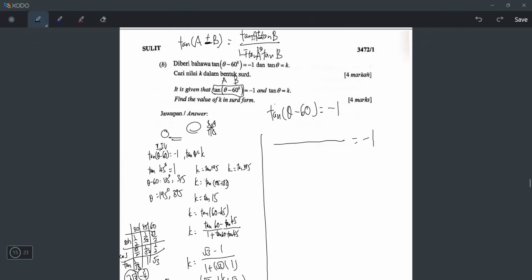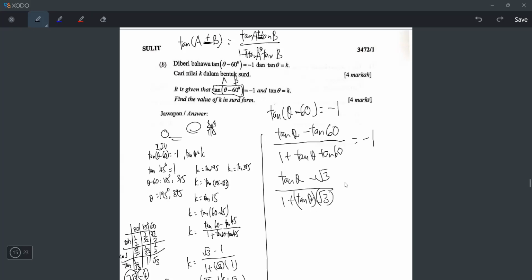And then this time it will be what? Tangent A plus minus tangent B. So tangent theta plus or minus. Okay, since this is minus, it means if this is minus, this must be minus, this must be plus. So this must be minus tangent B, which is 60 in this case. And then 1 plus tangent A, tangent B means tangent theta, tangent 60. And then you will end up with tangent theta minus tangent 60, according to this table, over 1 plus tangent theta tangent 60. But tangent 60 is what? Tangent 60 is square root 3, right?